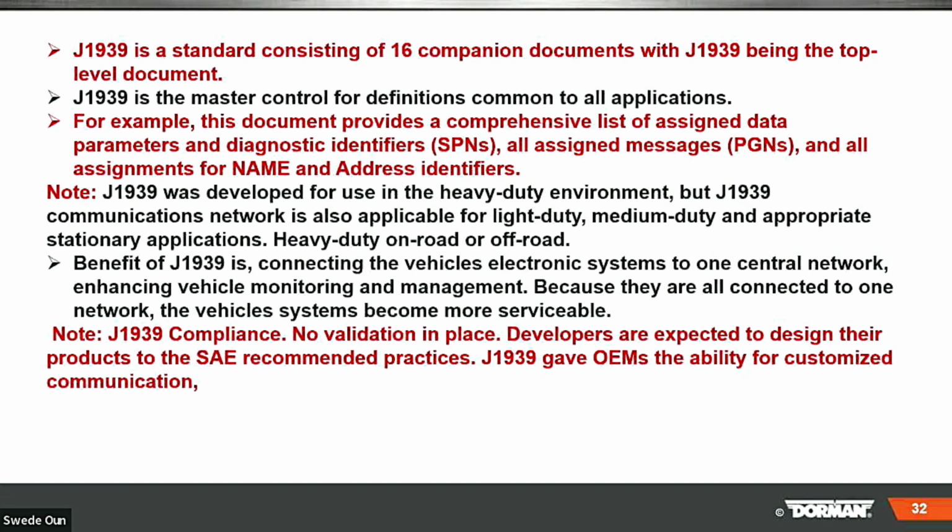How about off-road vehicles? What's the benefit of using J1939? Connecting the vehicle electronic systems to one central network, enhancing vehicle monitoring and management. Because they are all connected to one vehicle network, the vehicle system becomes more serviceable. And that is the benefit of having a J1939. Okay?